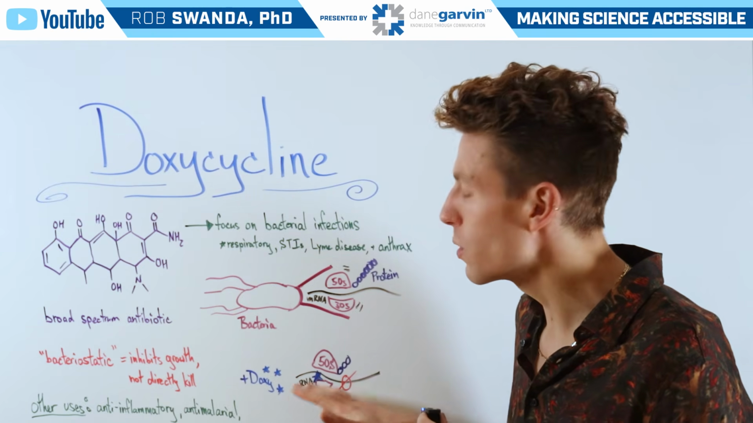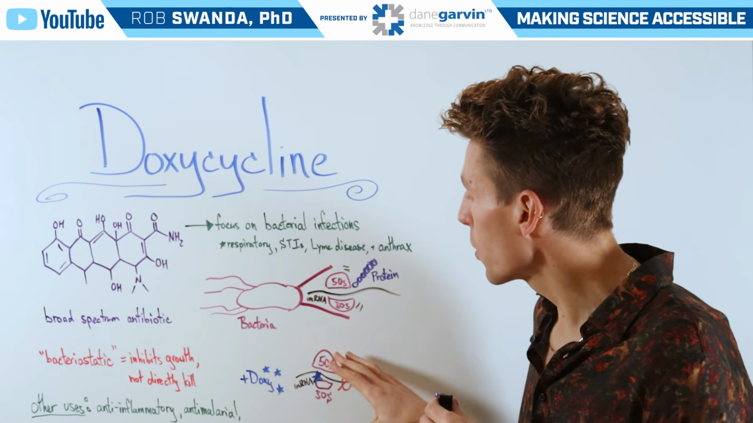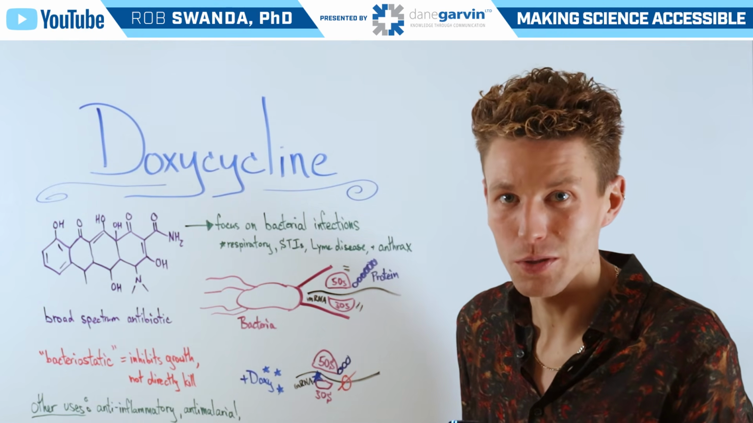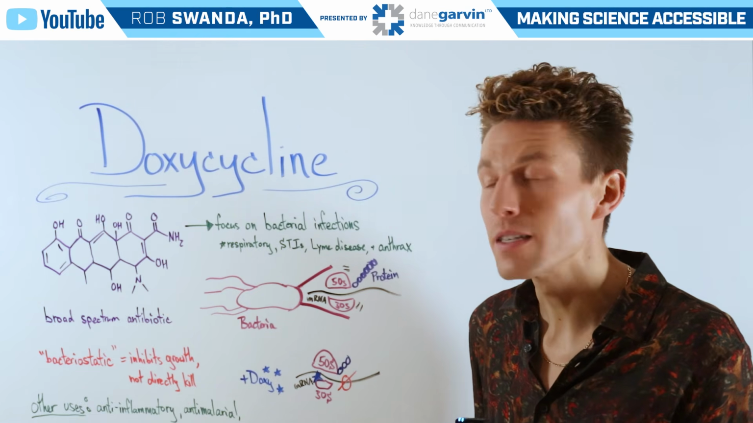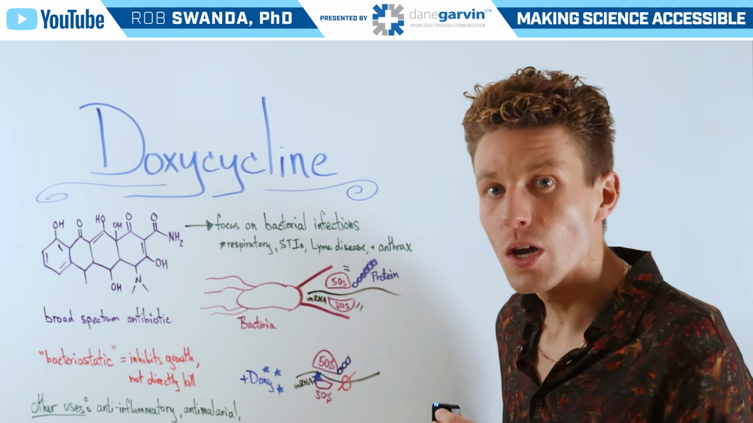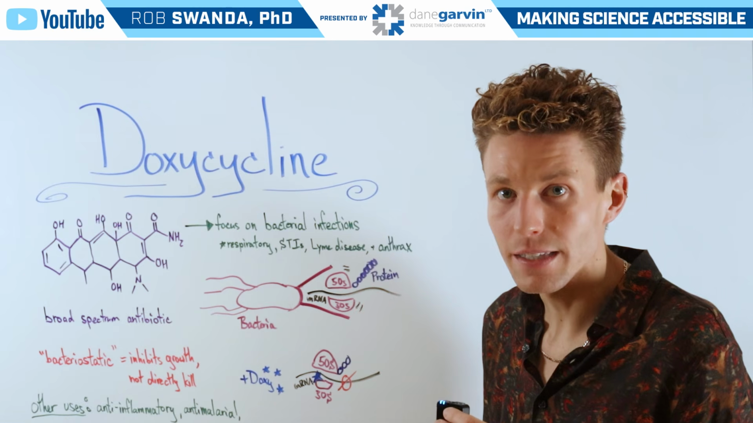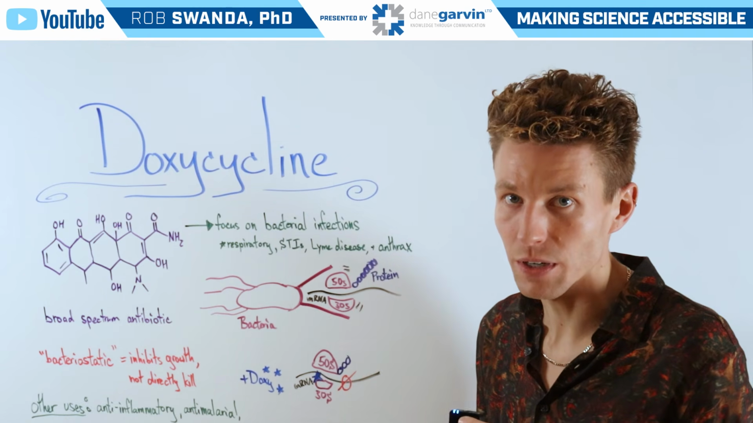Now, one question some people may have is, how is doxycycline able to stop protein production for bacteria but not stop protein production in mammals or in humans? And that's because we have two different sizes of subunits. We have a 40S and a 60S, which are a little bit bigger than the bacteria's 30S and 50S, allowing doxycycline to be highly specific for bacteria.